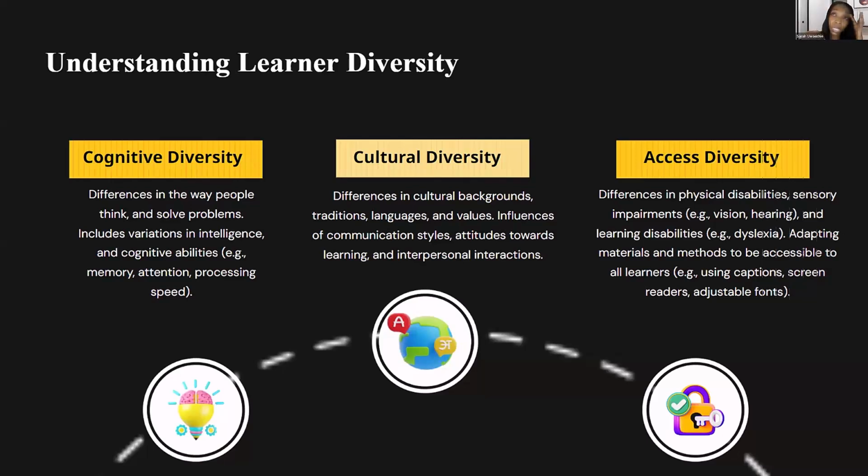Which is what we are going to be doing. We are going to try to look at learner diversity in terms of cognitive diversity, cultural diversity, and also access diversity. So when we try to understand what we mean by learner diversity, looking from the cognitive spectrum, it's more about looking at the differences in the way people think and solve problems, variations in cognitive abilities, their memory, attention span, processing speed. And if you notice, I didn't mention learning styles. I'm sure some of you, while I was speaking, might think of the differences in the way people think and learn.